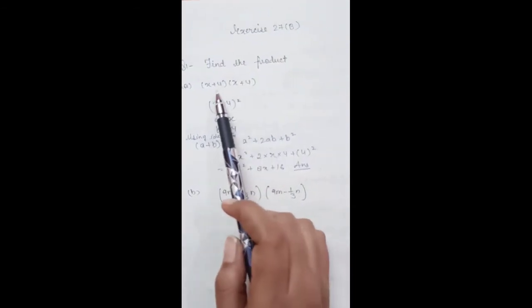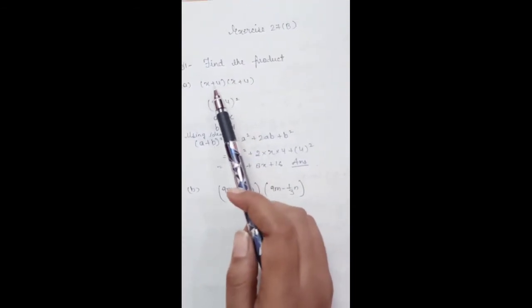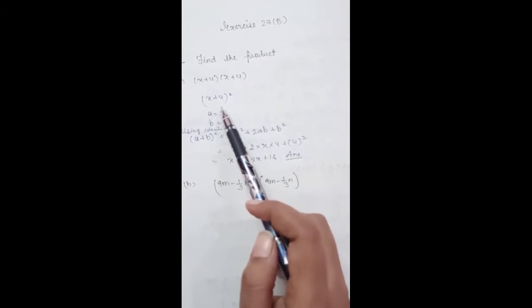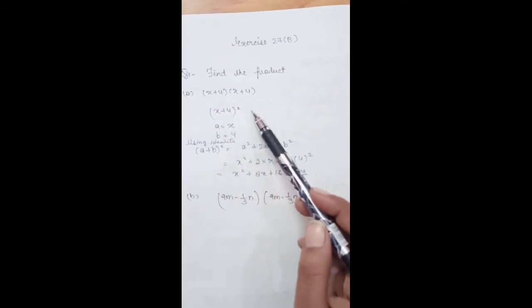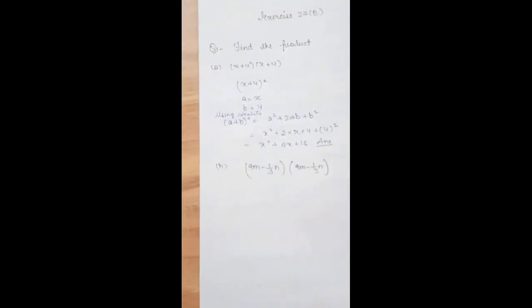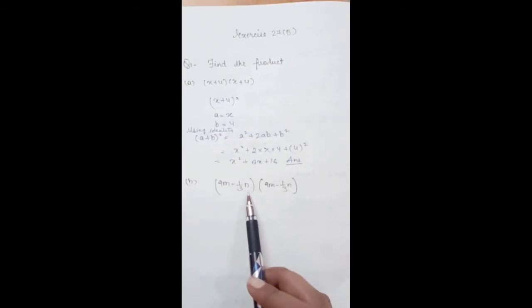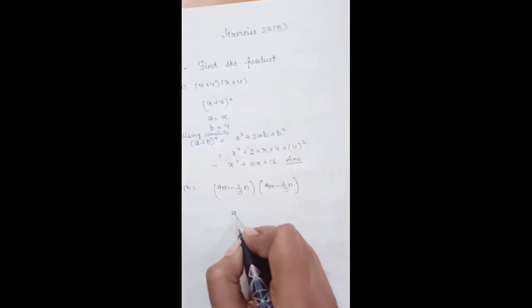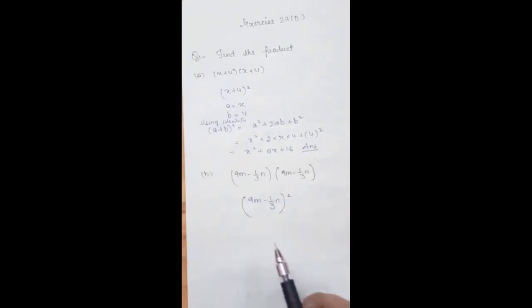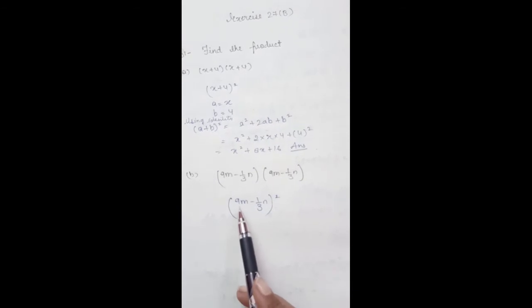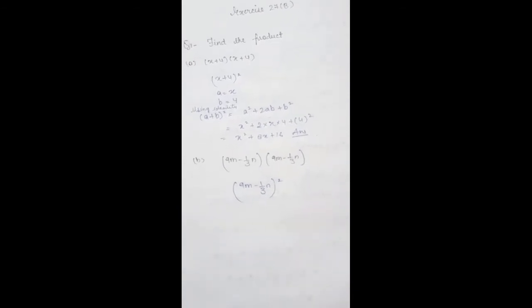So when we see the question from here, we can write this like here (x plus 4) whole square. It means which identity we have to use? We have to use (a plus b) whole square. See this one. Here we get (9m minus 1 upon 3n), (9m minus 1 upon 3n). So here we can write it like this. Right? Now here you can see which identity we can use here. This is (a minus b) whole square, right?